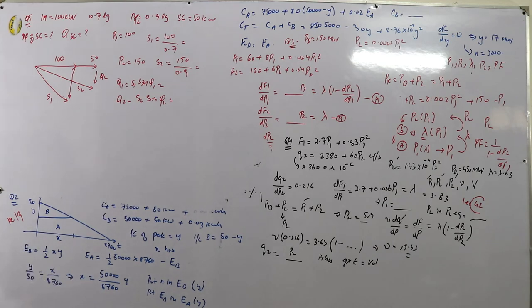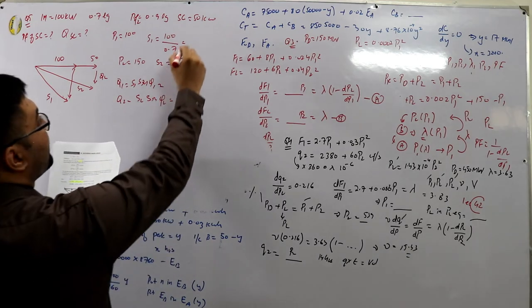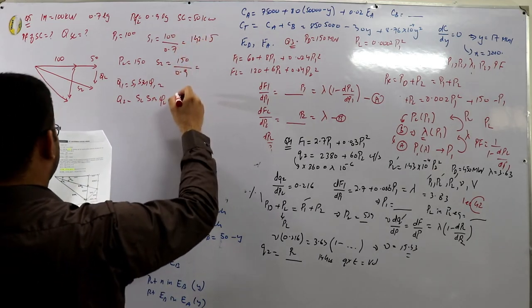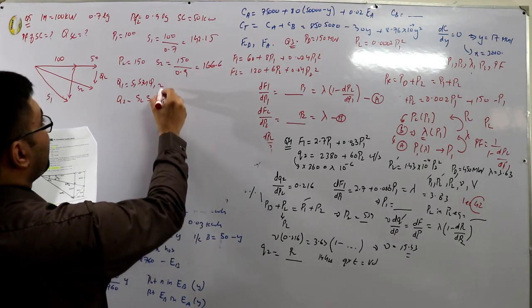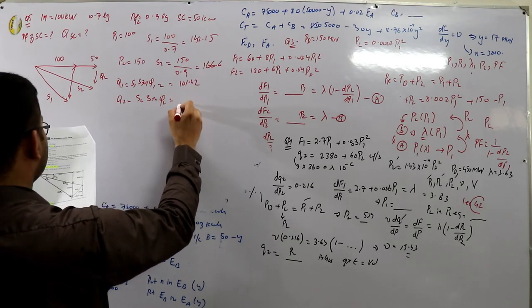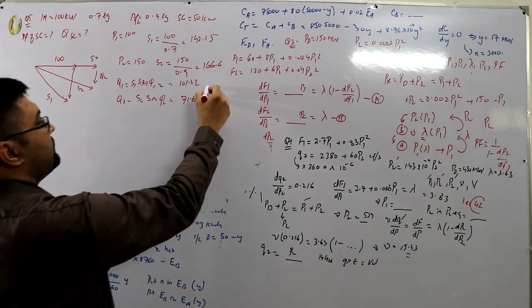So I will just write down the values from somewhere. I believe, yes, this one. So have a look. P1 comes out to be 100. S1 comes out to be 142.85. S2 comes out to be 166.6. Then Q1 is 101.42. And Q2 has reduced to 71.66. So both of these are lagging.